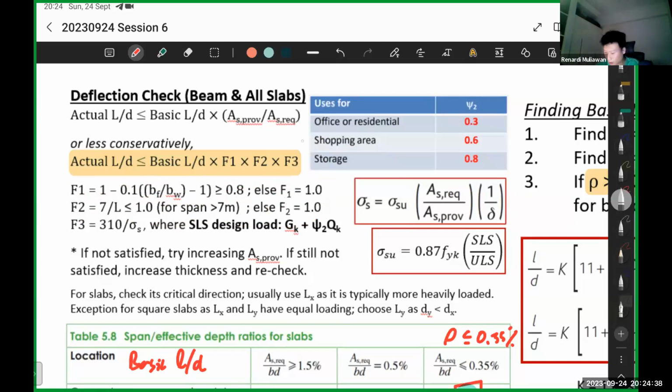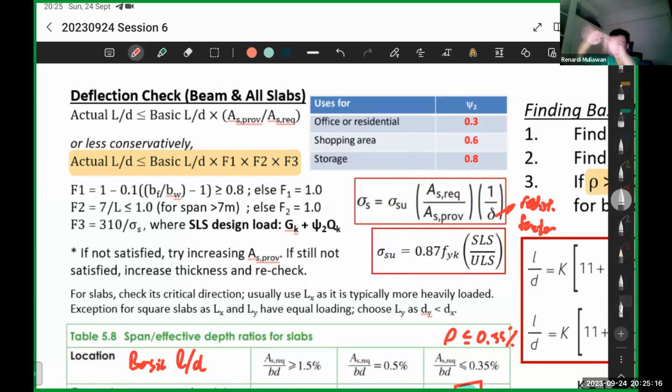Then for the third factor, F3, you have 310 divided by sigma s. If you look to the right, sigma s is this whole thing: sigma su, AS required over AS provided, times 1 over delta. Delta here is the redistribution factor, the one that we've been using since session 1. Then you have AS required over AS provided. Then you have sigma su, and for sigma su you follow this formula.